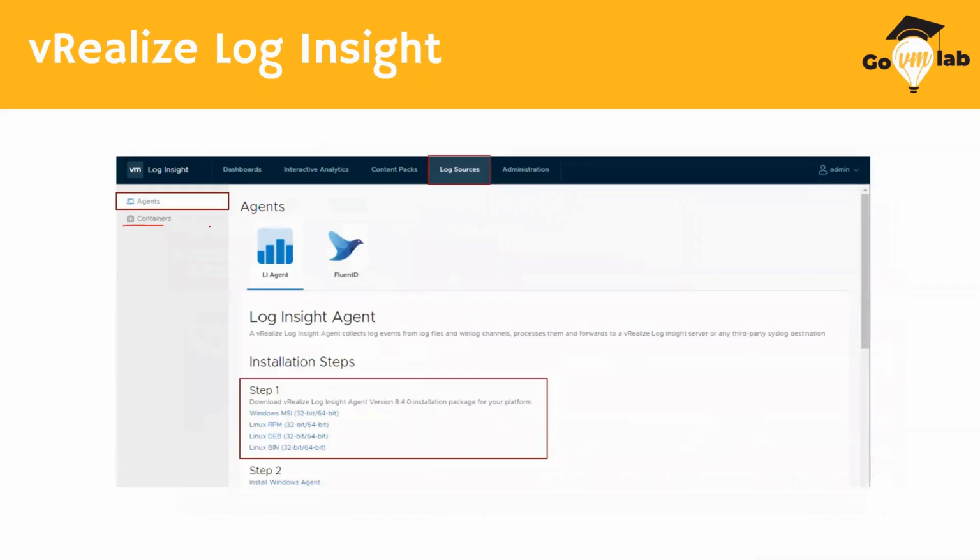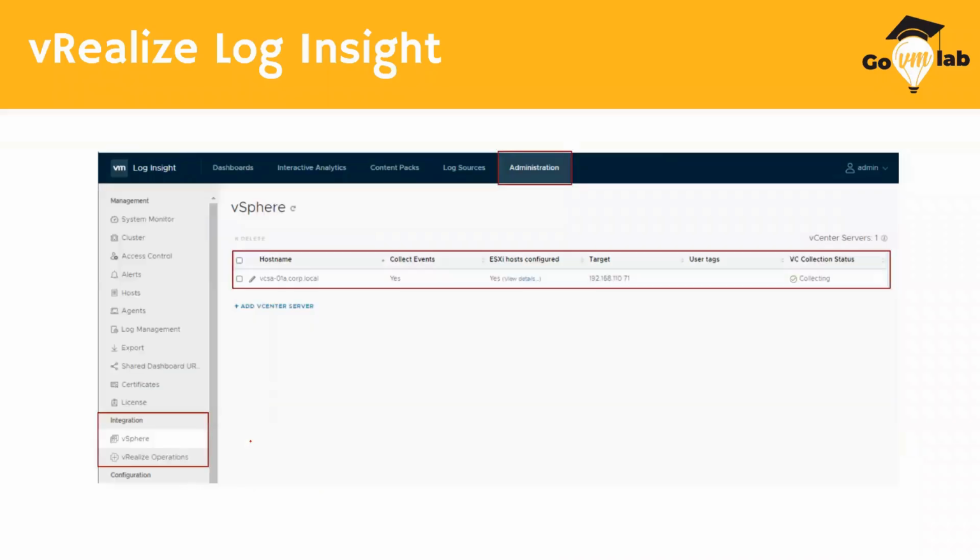Then it also has support for containers. So even if you have containers running in your infrastructure, you can go and run these agents in your infrastructure. For the Windows machine, this is the MSI file. You just download this file onto your host, and vRealize Log Insight should be able to communicate with your Windows system. Similarly, there are RPM, Debian, or Linux binaries to integrate vRealize Log Insight with your Windows or Linux systems.